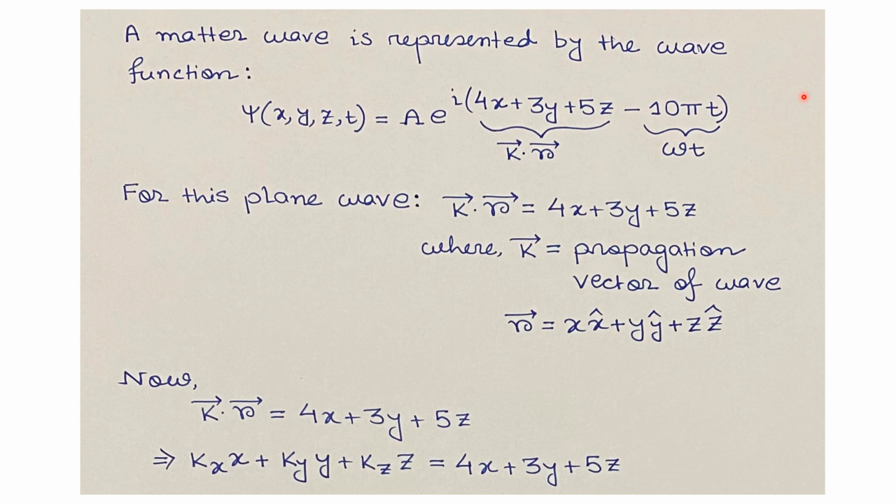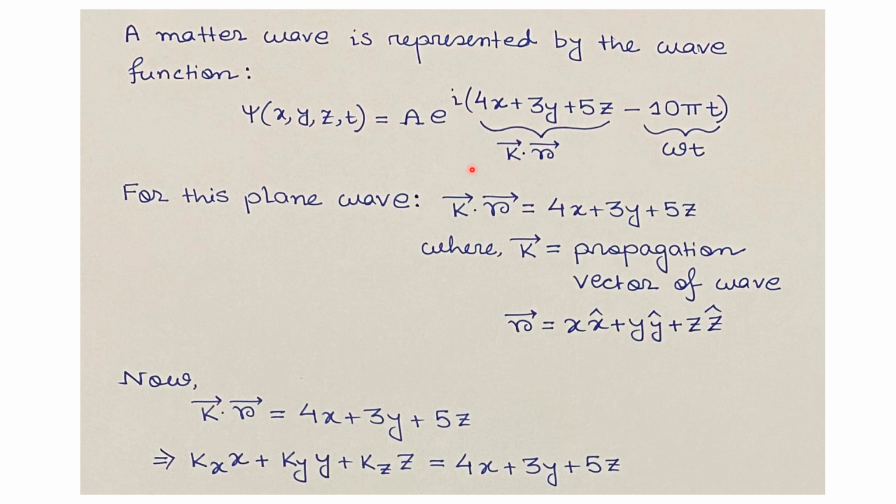So our matter wave is given by this equation. It is clear that this is a plane wave equation. Plane wave equation has the form psi as a function of x, y, z, t equals A e to the power i(k dot r minus omega t), where k is the propagation vector or the wave vector of this wave, r vector is the position vector and omega is the angular frequency of this wave.